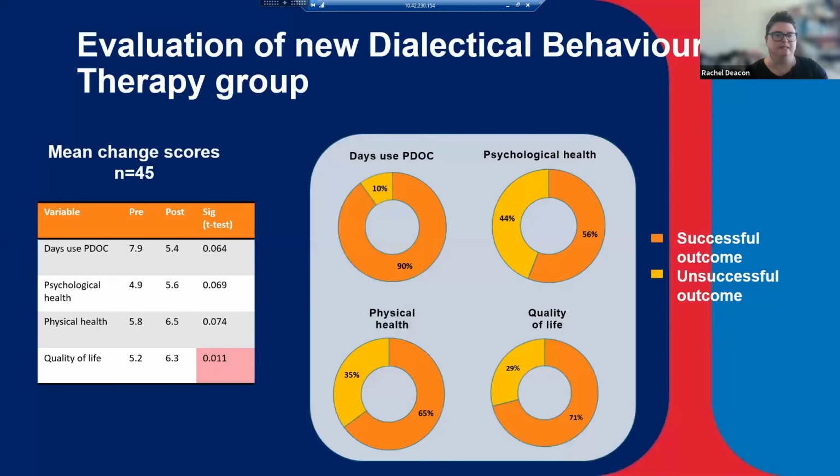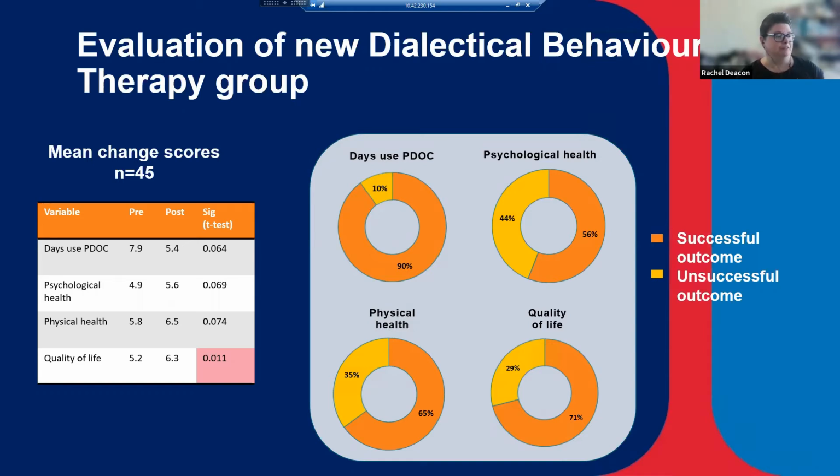Some years ago, a new therapy group was started up, a dialectical behavioural therapy group, which looked at patients' emotional regulation and also their substance use, and techniques that clients could use to improve both of these. As a new service, it was important to evaluate how they were going. Was it actually of use to clients? And these are some of the results from 45 people who attended the groups.